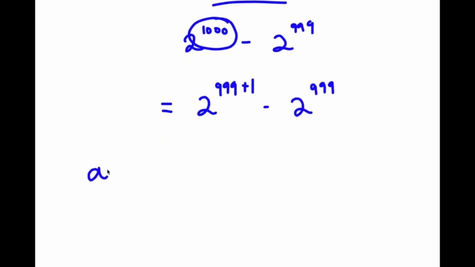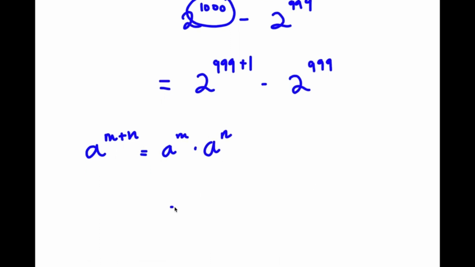And if I have something in the form a to the power of m plus n, this is equal to a to the power of m times a to the power of n. So 2 to the power of 999 plus 1 is going to equal 2 to the power of 999 times 2 to the power of 1. Now I have this minus 2 to the power of 999.